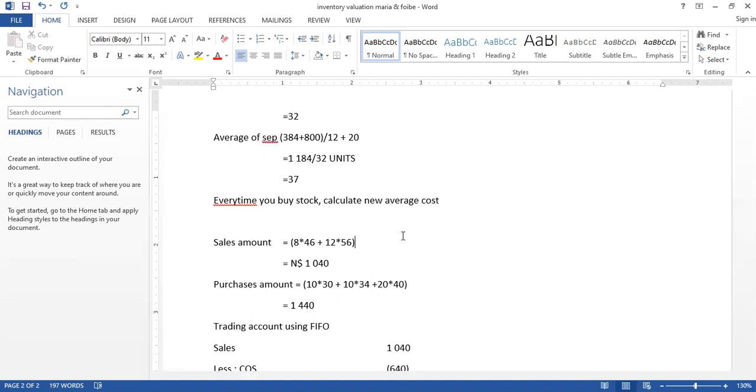So you are told that in April you sold 8 units at the price of 46 Namibian dollars. And then in December you sold 12 at the price of 56 Namibian dollars, right? So if you're asked to calculate your sales amount, that's when your selling prices will come in. So 8 times 46 plus 12 times 56 will give you your total sales.